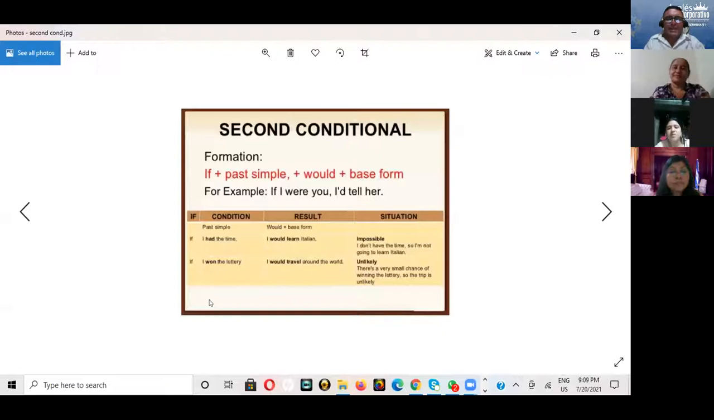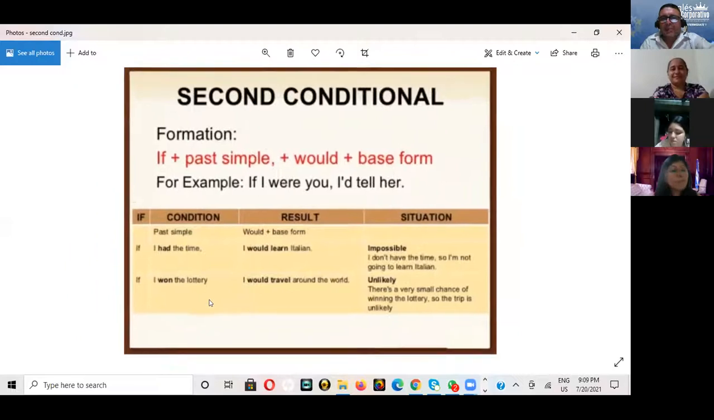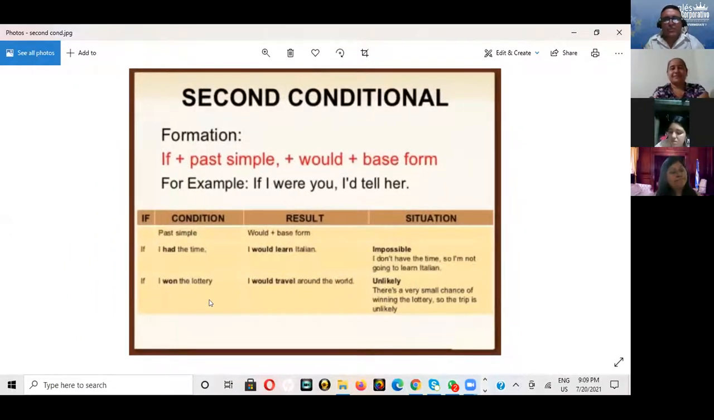So listen to this. Like I was explaining, and this topic is for the rest of your lives. So look here. The simple past tense has a double function. What is the first one? Something that happens in the past and finishes in the past, right? Okay. What is the second function? To use it with the second conditional.